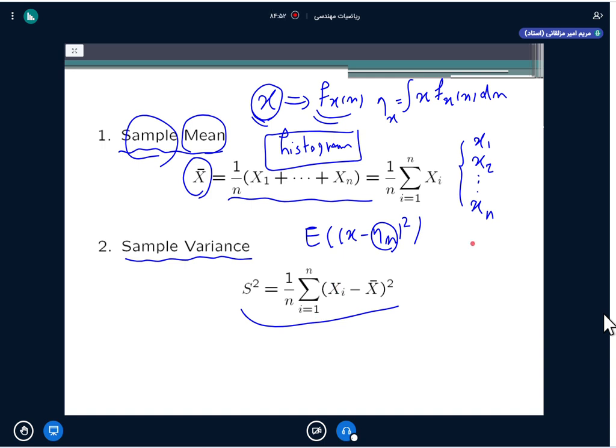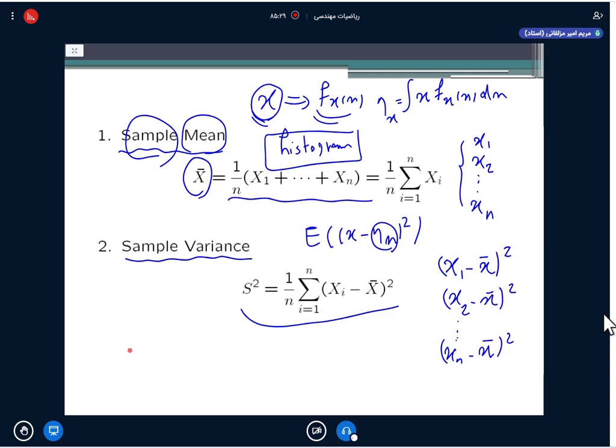This formula means that we subtract the sample mean from all samples, then we compute the power 2, and then we sum these values and divide by n. This is the sample variance because it is a variance computed from the samples x1, x2, and xn.